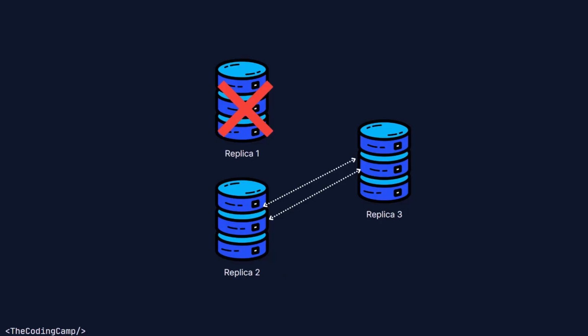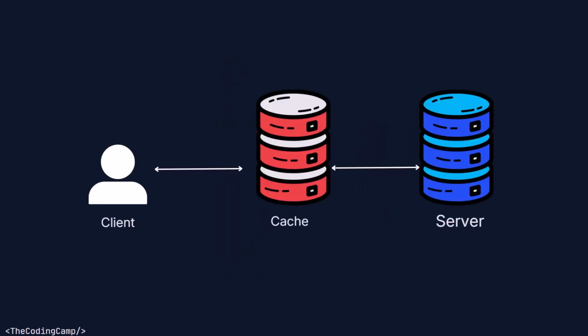The downside of this approach is that when the data is updated, time is needed to update the data in all the instances, so sometimes users will read stale data. Caching also increases availability by retrieving data from memory instead of the database.